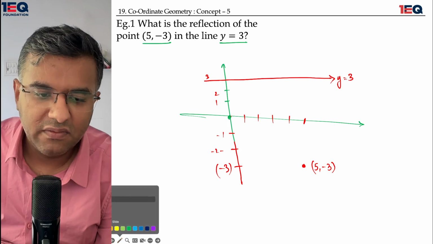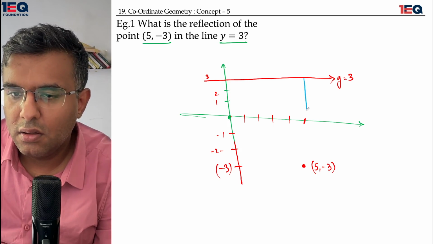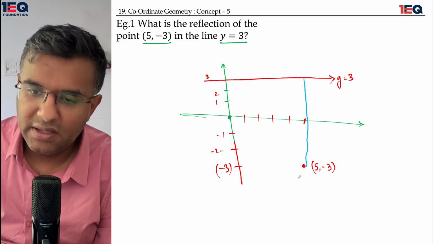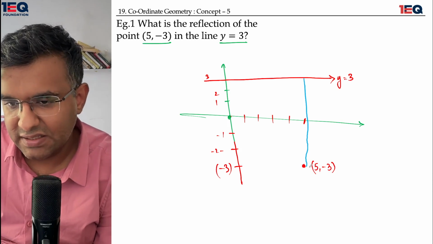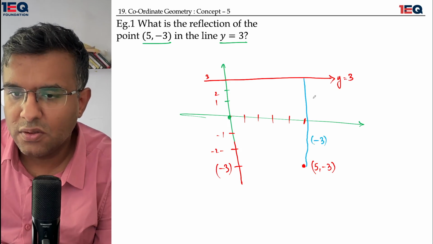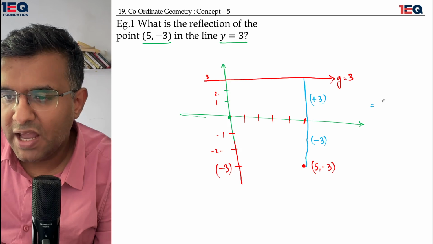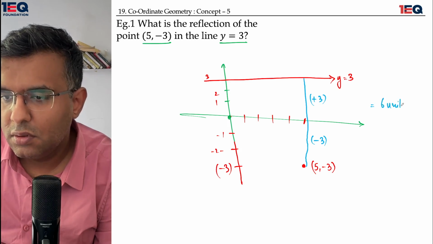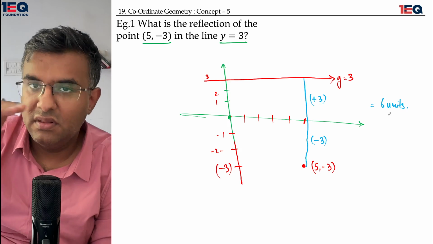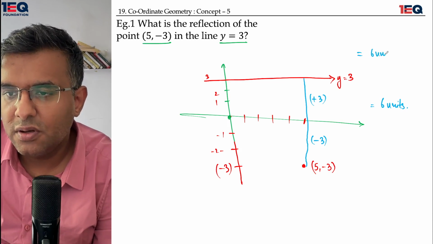So what we'll do is first figure out the distance between this line and this point. Clearly I can see that this is minus 3 units here. I can also see that this is plus 3 units here. So when I add up these units, I can say that the gap between them is 6 units. Now I have to extend myself more above the line y equal to 3. How much would I expand myself? I would expand myself 6 units more.